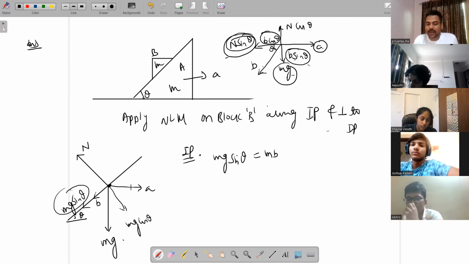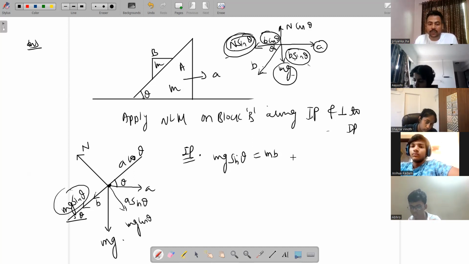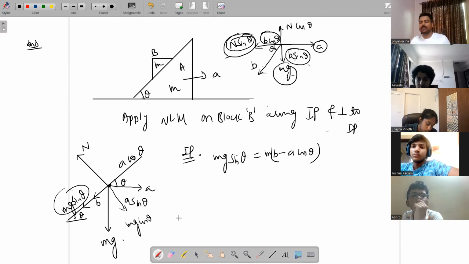क्योंकि इस A को you have to break this acceleration also into two parts. This angle is theta, so this will be A cos theta along the plane, and along this line that is perpendicular to inclined plane, that is A sin theta. So this should be B minus A cos theta. सबको समझा?